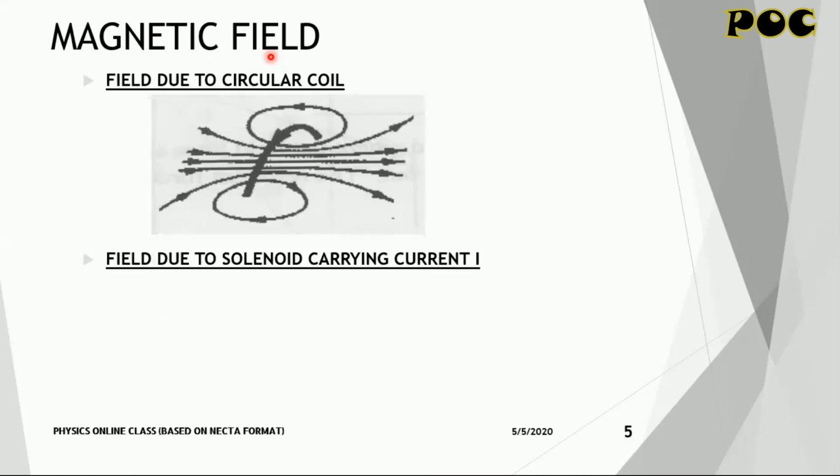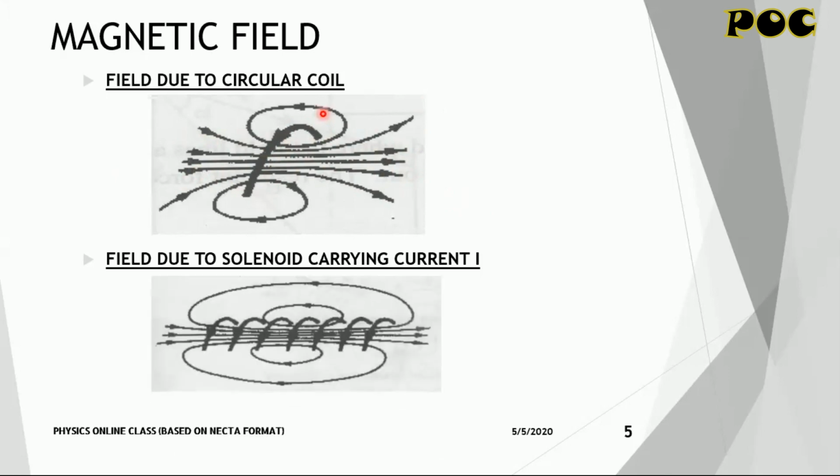Now, if we consider the field due to a circular coil, this is our circular coil here, this bolded line. The current will be flowing on the circular coil in a curved path. We said before that when the current is flowing in a curved path, the thumb will indicate the direction of the magnetic field. Here, you put your fingers in the curved path in the direction of the current in the circular coil, and then you put your thumb straight. You will find that the thumb will point towards this direction, which is the direction of the magnetic field on this circular coil.